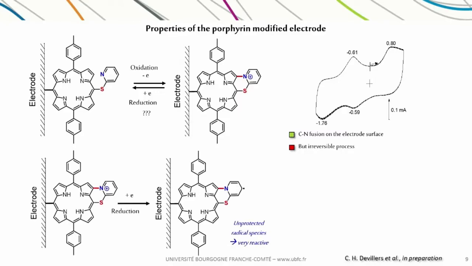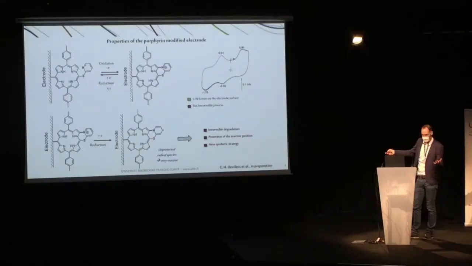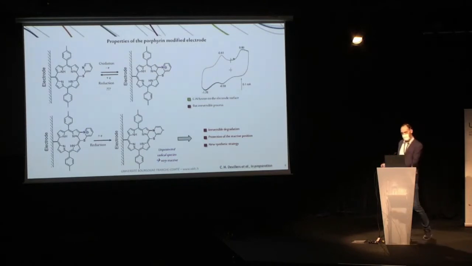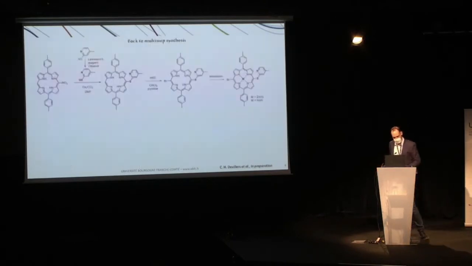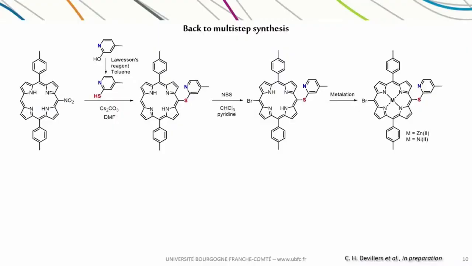So after we saw that the process was irreversible, we tried to understand why. Probably because this position here is unprotected, and as it is a radical species which is formed by reduction, it is probably very reactive. And so what we try is to protect this reactive position. So we have to go back to the synthesis to make this new material. So we start from this one. Here we add just a methyl function which protects this position.